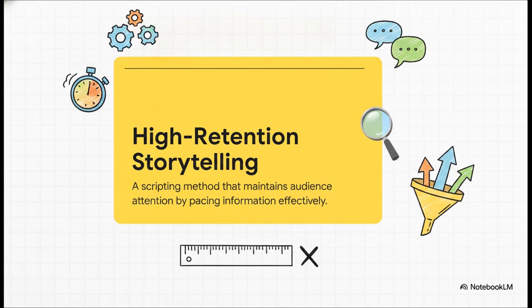It's a scripting method that maintains audience attention by pacing information effectively. See, the 700-word constraint is exactly what forces you to deliver pure value. Without any of the fluff, every single sentence has to earn its keep on the page. You just don't have the luxury of rambling.